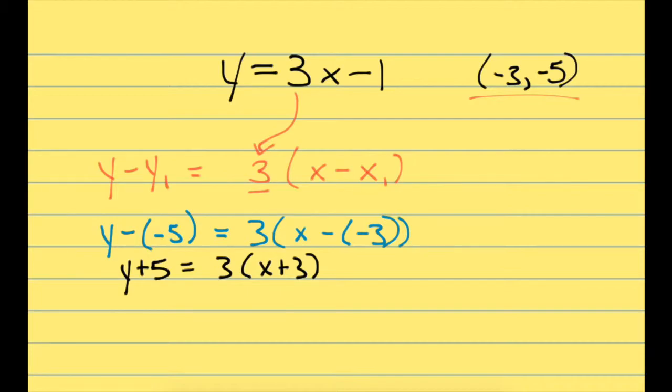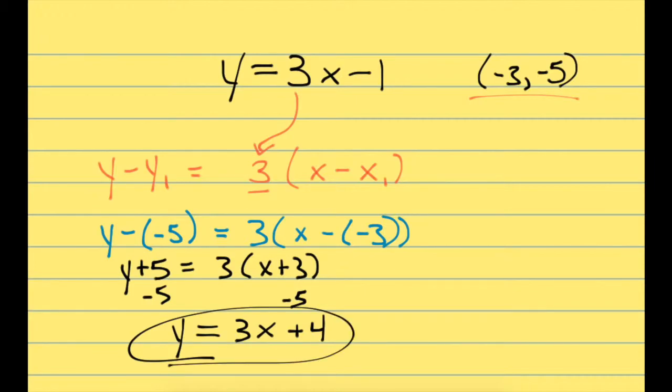Then we're going to use the distributive property and subtract 5 from both sides, and we get y equals 3x plus 4, because 3 times 3 is 9, when we subtract 5 we get 4. So that line is parallel to our original line. Notice they have the same slopes of 3, but they have different y-intercepts, -1 and 4.